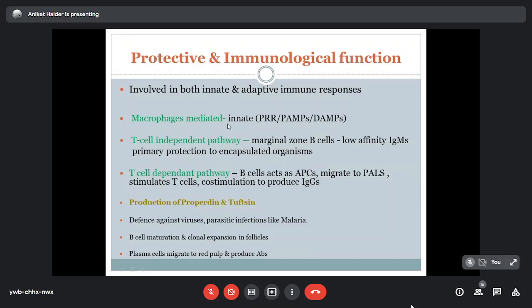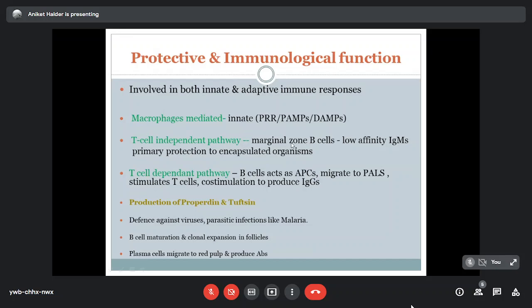So when the blood-borne pathogens enter into the spleen, these macrophages directly identify these different PAMPs present on these different blood-borne pathogens, and directly phagocytose and kill these organisms.